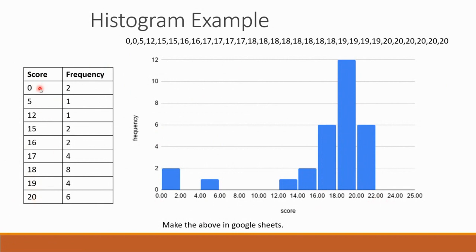But again, we can list the data, as you can see, through a frequency table. So 2 people got zeros. 1 person got a 5. 1 person got a 12, and so on. 8 people got 18, that kind of stuff. Nobody got a 25, okay? I'll make this histogram shortly.